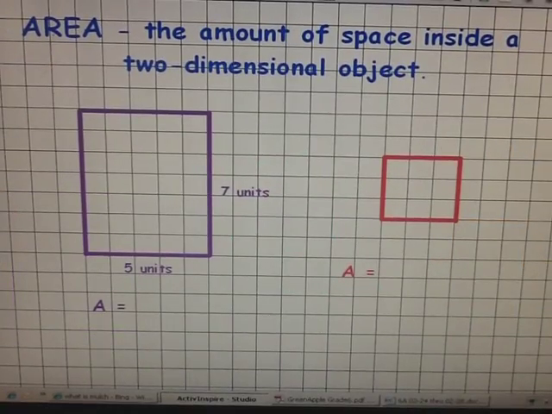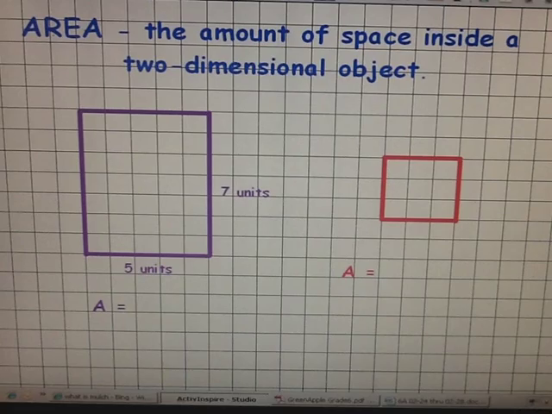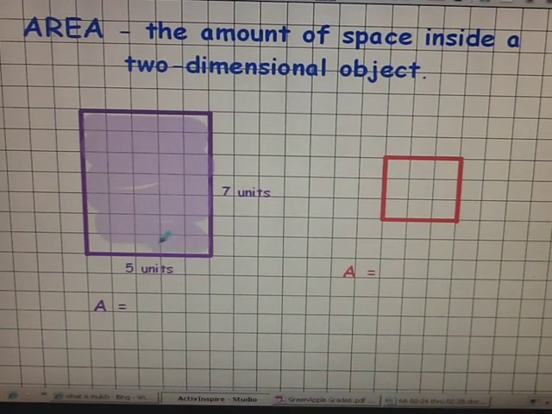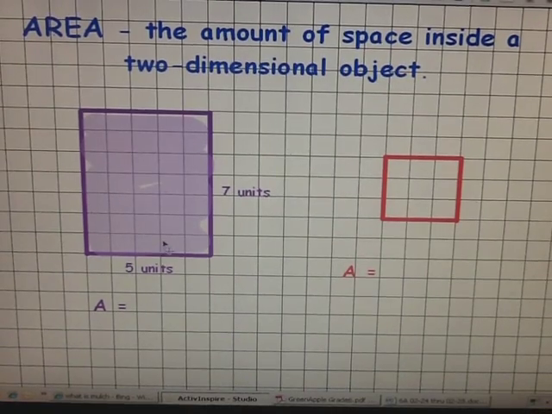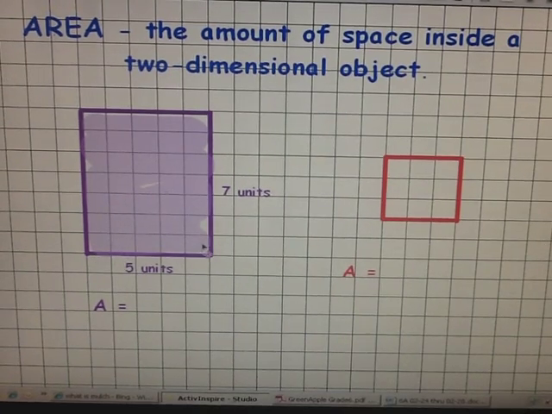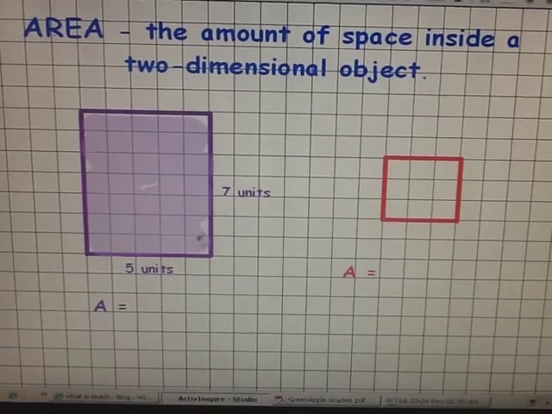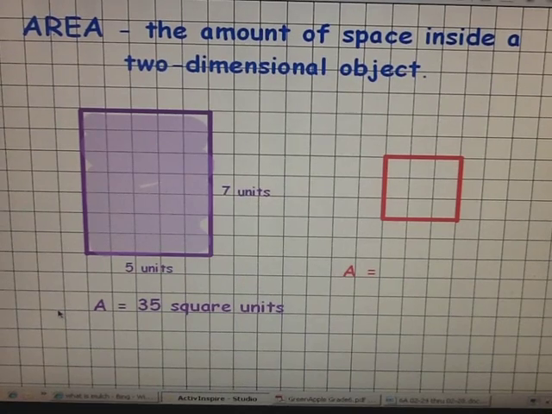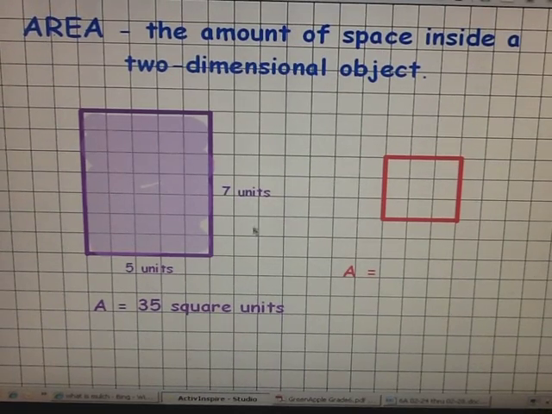Let's talk about area. Area is the amount of space inside a two-dimensional object. Take a look at our purple rectangle. All of the space that's inside, this is our area. To find our area, in this case, we can just add up all the squares that make up our rectangle, or we can take the shortcut and add up how many make up a row, which is 5, how many make up the column, 7, and multiply them together. 7 times 5 is 35 square units. We call it square units because we're multiplying units together.